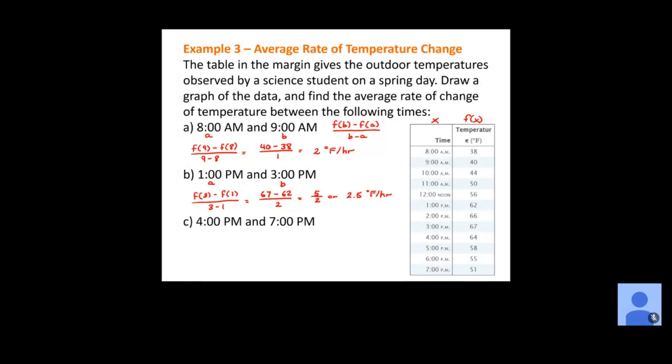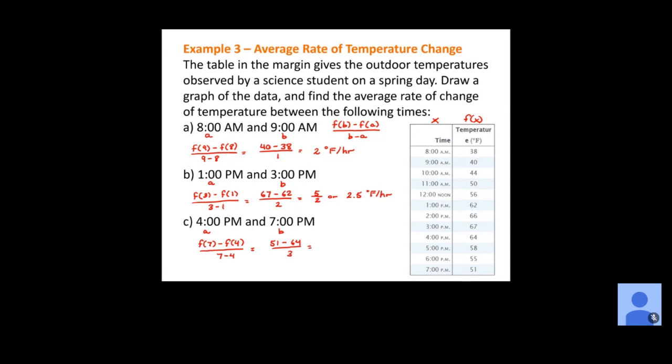All right, so now the last one, again, our A value is going to be the smaller value, B is going to be the bigger value. So we're looking for f of 7 minus f of 4 all over 7 minus 4. So what's f of 7 going to give us this time? 51, good. Minus f of 4 is going to be what? 64. And that goes over 7 minus 4, which is 3.